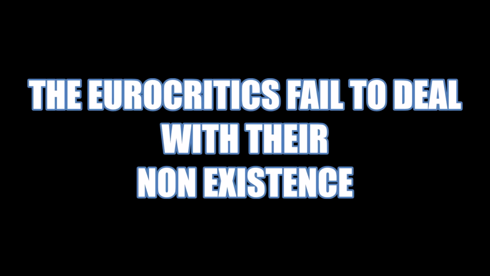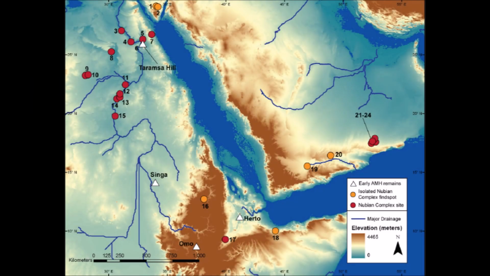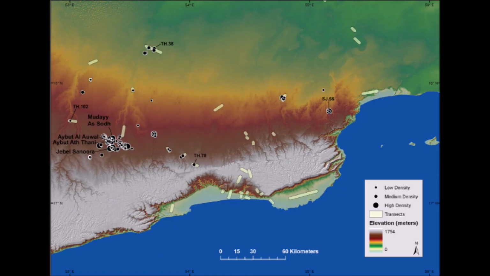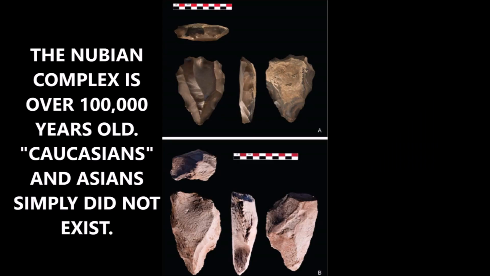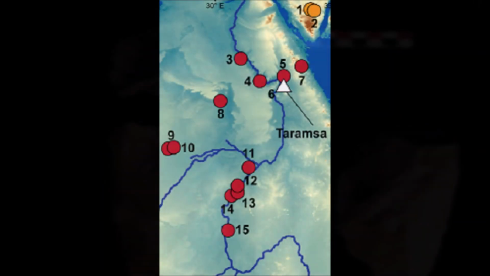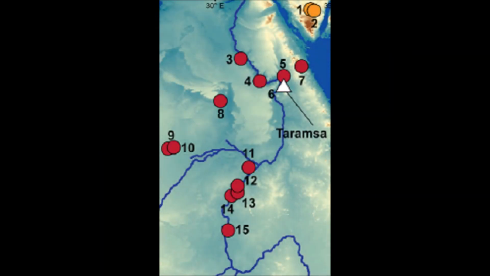Moving forward, when we go to about 100,000 years ago, there were already people living in Sudan. We'll be taking a look at some maps of the Nubian complex in Sudan. This was about 100,000 years ago. Sudan, Egypt, and also Arabia. This was long before they claimed African people had left from Africa to populate the world. These stone tools were left by these original humans.